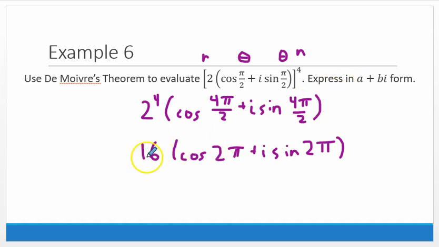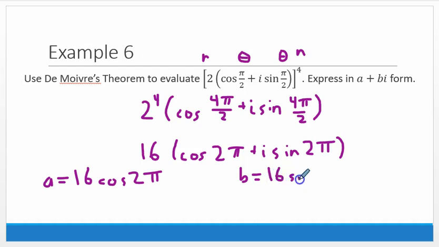So now I know what r is. I know what theta is. So from the earlier notes, I showed you guys that a is equal to r cosine of theta, and b is equal to r sine of theta. When you're changing the number to the other form, you're basically just distributing. You're doing 16 times cosine of 2 pi and 16 times i sine of 2 pi, and that's what's creating your a plus bi value.